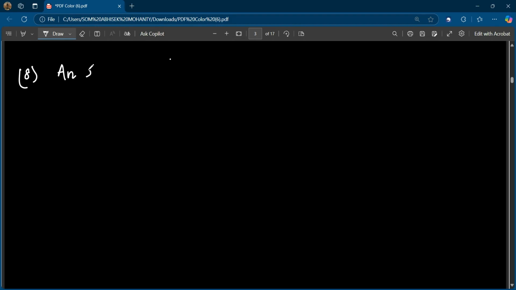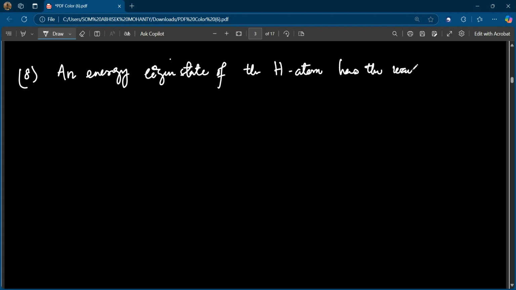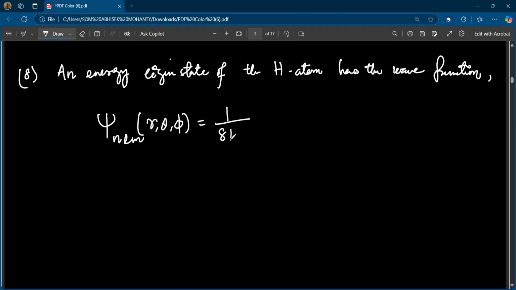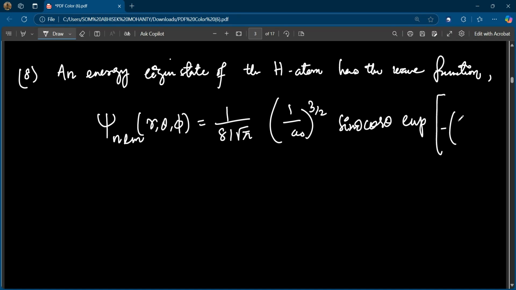An energy eigenstate of the hydrogen atom has the wave function psi_nlm(r, theta, phi) equal to 1 by 81 root pi, times (1 by a_0) to the power 3 by 2, times sin theta cos theta, times exponential of minus r by 3 a_0 plus i phi.